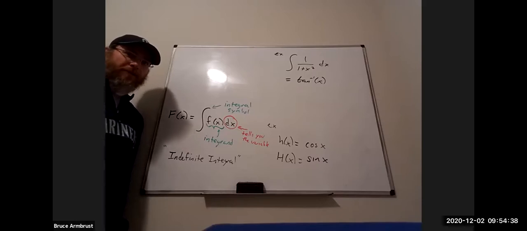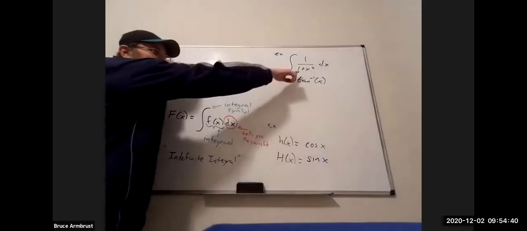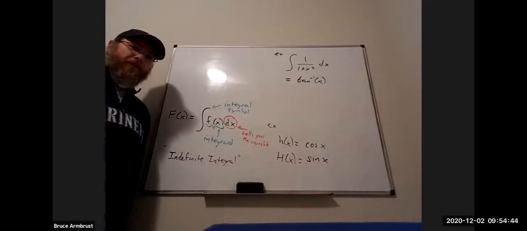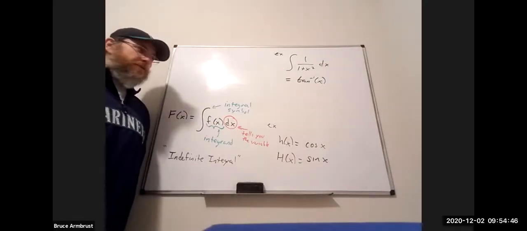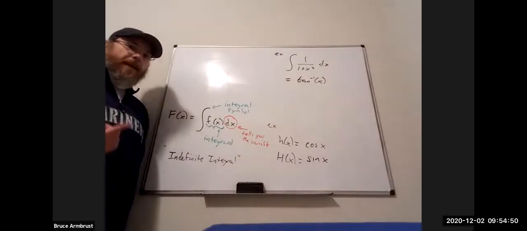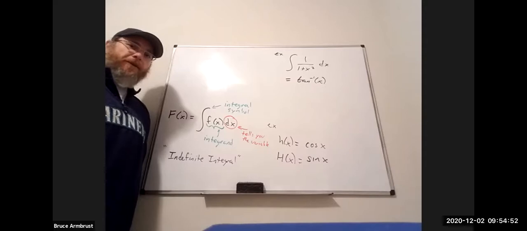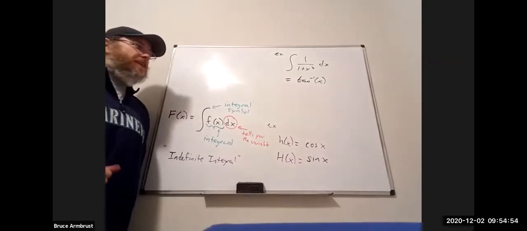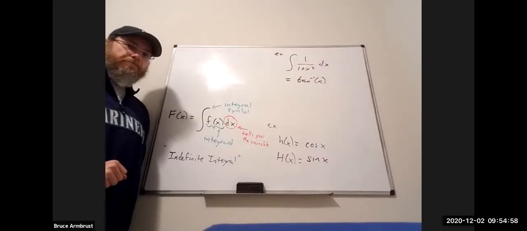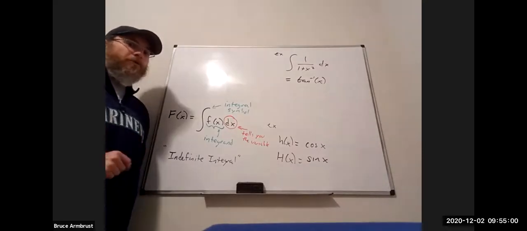Wait, what? They come back to this one, the 1 over 1 plus x squared. So when I said, hey, can anybody give me an antiderivative for that? And I think it was Susanna who said it was inverse tangent. That is an antiderivative, no doubt about it. You differentiate inverse tangent of x, you're going to get 1 over 1 plus x squared. But it's not the only antiderivative.